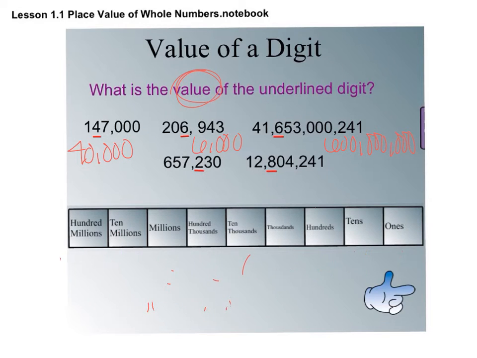657,230. What place is the 2 in? We've got our 1s, our 10s, and our 100s. It's in the 100s spot. So if I have 2 100s, its value is 200. Last one, 12,804,241. What place value do we have? We have 1s, 10s, 100s, 1000s, 10,000s, 100,000s is where we are. So if we have 8 of these 100,000s, what's that worth? That's worth 800,000.